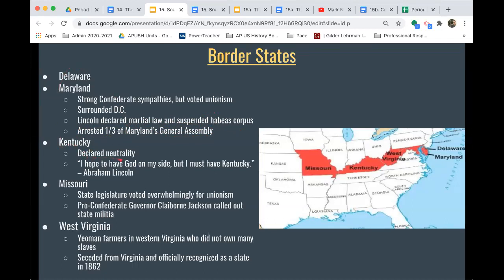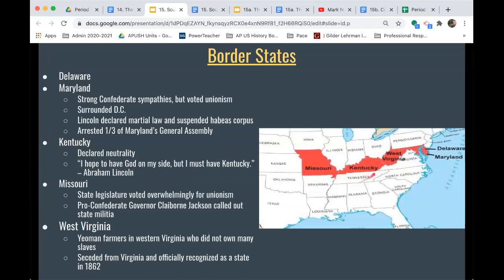Kentucky tries to claim that they're neutral. They say, we're not taking a side in this war, not one way or the other. But Lincoln says very clearly early in the war, he says, I hope to have God on my side, but I must have Kentucky. Like, it'd be nice to have God, but Kentucky's more important.